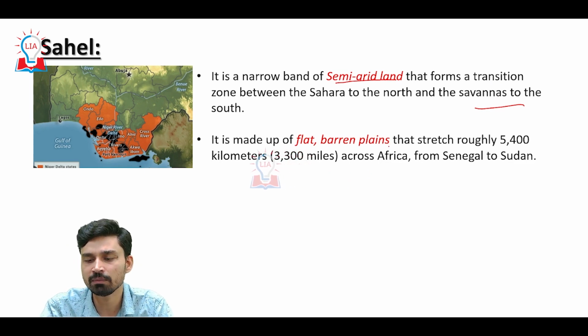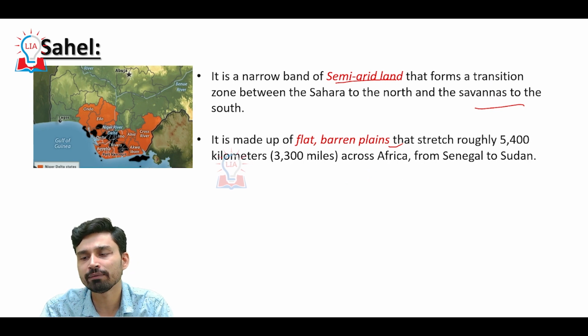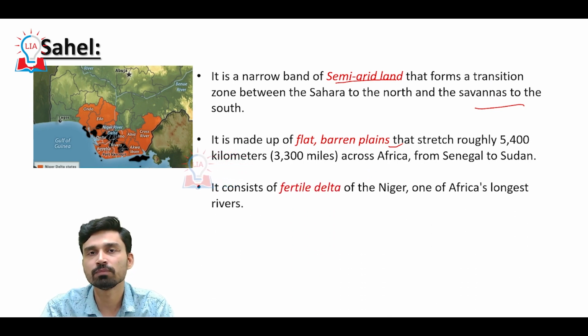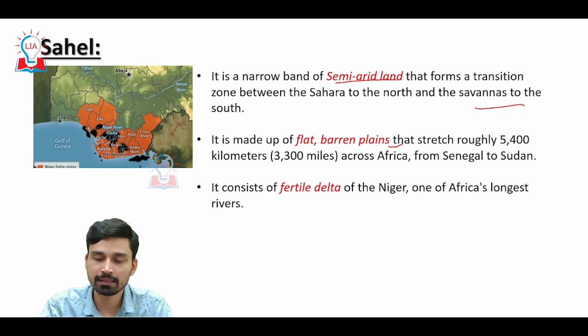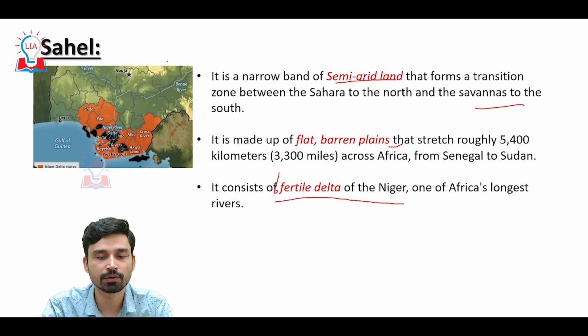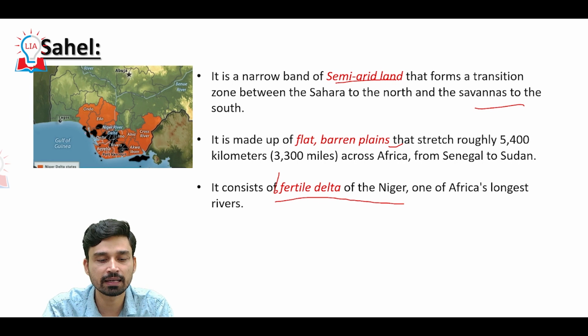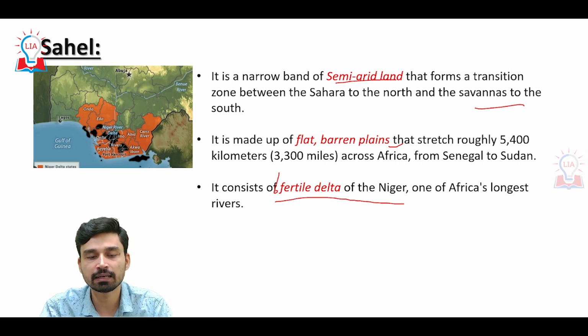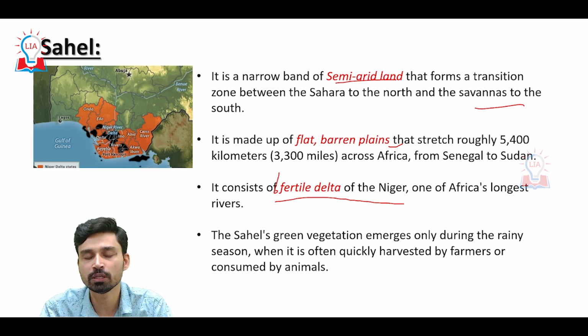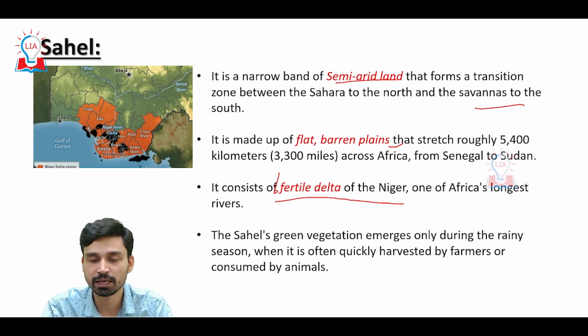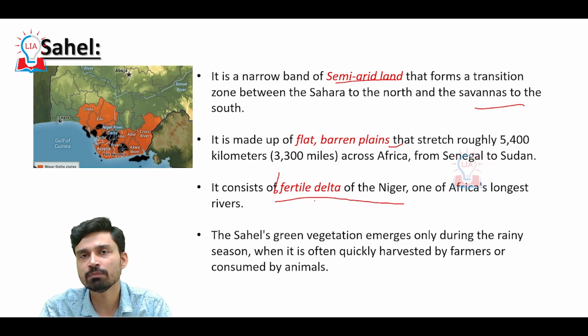Largely, it is made up of flat, barren plains that stretch up to 5,400 kilometers across Africa, from Senegal in the west to Sudan in the east. The most important part of this Sahel region is the fertile delta of Niger. If you look at this map, you can see the Niger River, which falls into the Gulf of Guinea in the western coast of the Sahel region in the Atlantic. Along this Niger Delta, you find one of the most fertile alluvial soils of Africa. It is in this region you'll also find green vegetation, which largely emerges during the rainy season and is often quickly harvested by farmers or consumed by the animals.